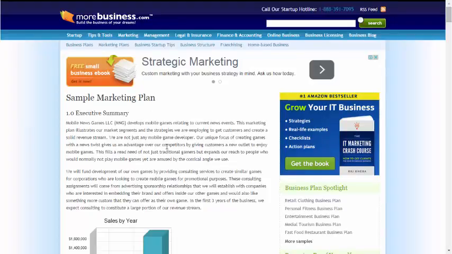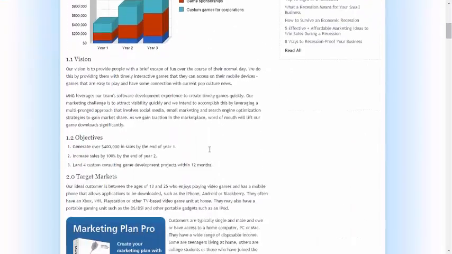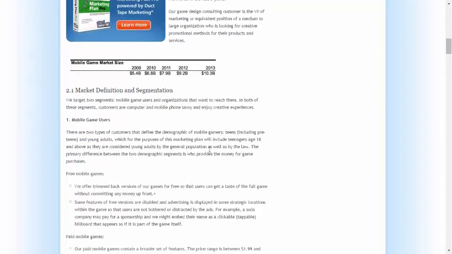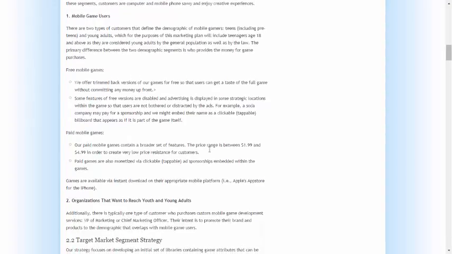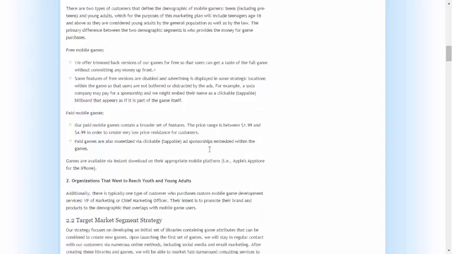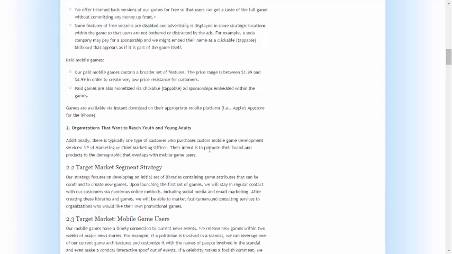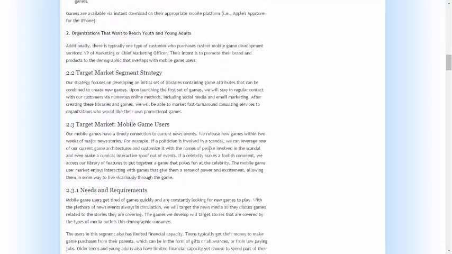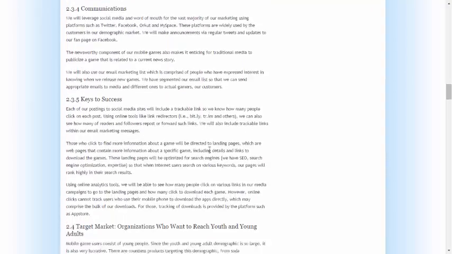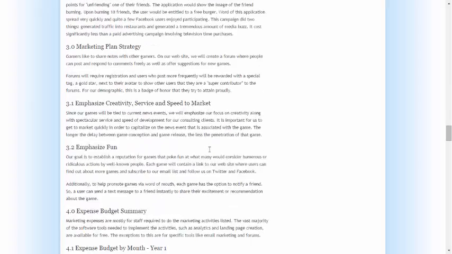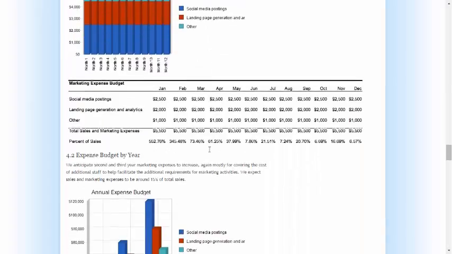It's from morebusiness.com. Thanks, guys, for putting this up. It's quite detailed, and it explains in a great level of detail what the plan for this company is, and includes a sense of the vision, the objectives that they have for the company, their target markets, their general segmentation strategy, who the competition is, their communications plan, their expense budget. Let me scroll way down to get their expense budget. Okay, marketing expenses, which give a sense of the dollars they're going to spend.